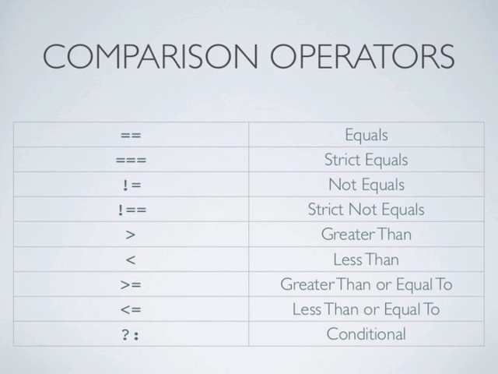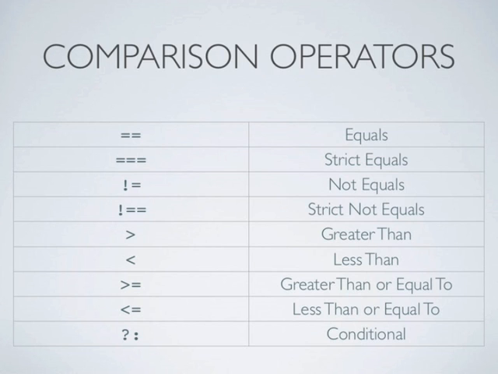The next two operators after that are the not equal to and the strict not equal to. They're basically the exact opposite of the first two, the equality and the strict equality operators. They simply return false where the other would return true, just the opposite. After that, we have the greater than and less than signs, greater than or equal to, less than or equal to, all of which you're probably familiar with.